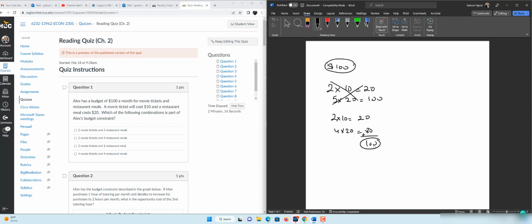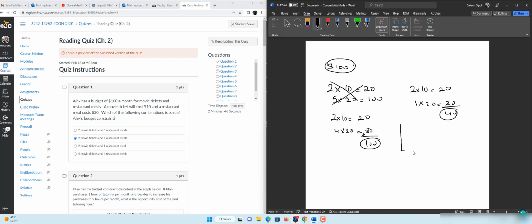So this is actually in the budget constraint because he has $100, so he can spend money to buy 2 movie tickets and 4 restaurant meals. So the right answer is this one. You can try all of them. Let's do C. 2 movie tickets, 20. 1 restaurant meal, 20, 40. Yes, he can also purchase this, but it's not on the budget constraint.